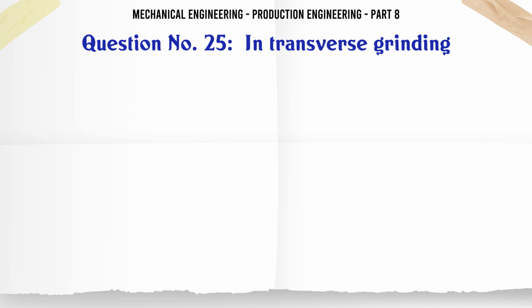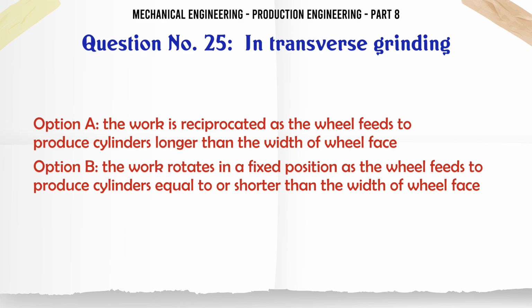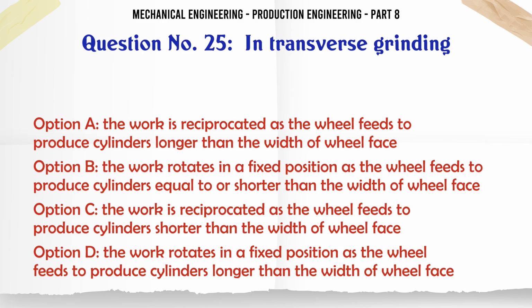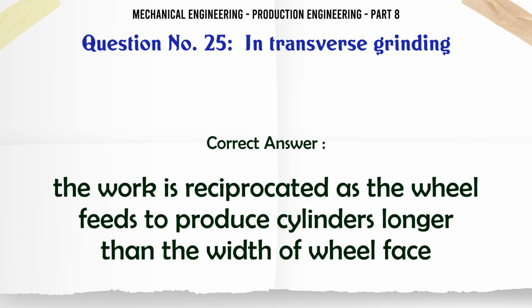In traverse grinding, A. the work is reciprocated as the wheel feeds to produce cylinders longer than the width of wheel face. B. the work rotates in a fixed position as the wheel feeds to produce cylinders equal to or shorter than the width of wheel face. C. the work is reciprocated as the wheel feeds to produce cylinders shorter than the width of wheel face. D. the work rotates in a fixed position as the wheel feeds to produce cylinders longer than the width of wheel face. The correct answer is the work is reciprocated as the wheel feeds to produce cylinders longer than the width of wheel face.